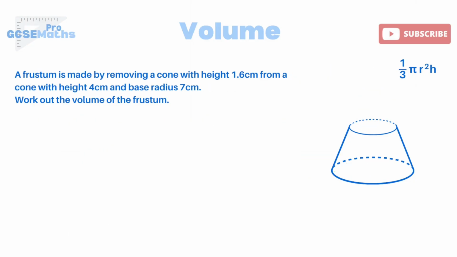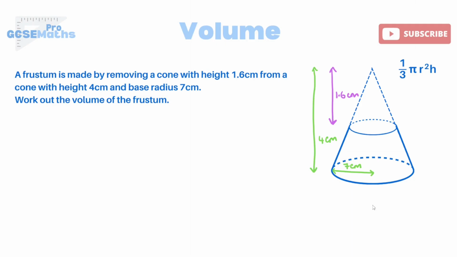Now, a more likely scenario, or just maybe a more challenging scenario, is that you don't necessarily have all 4 of those measurements. So here we've got: a frustum is made by removing a cone with height 1.6 from a cone with height 4 centimetres and base radius 7 centimetres. So let's draw on that top cone again so we can visualise it. Now we know that the top cone has a height this time of 1.6, and then we know that the whole cone, the big one, has a height of 4 centimetres, and the base radius is 7.